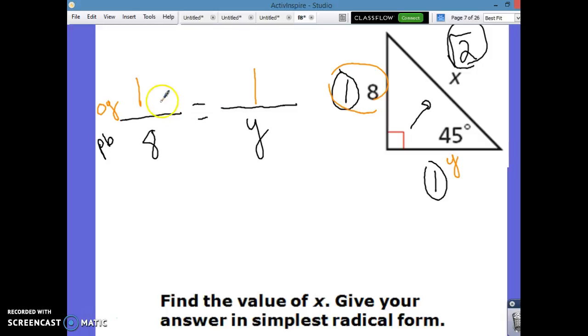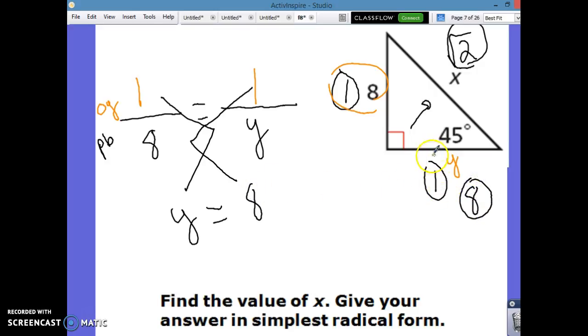Now we cross multiply again. What's 1 times y? It's just y. Anything times 1 is always itself. What is 1 times 8? 8. So we get y equals 8.